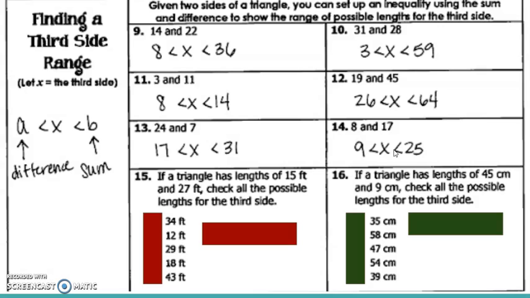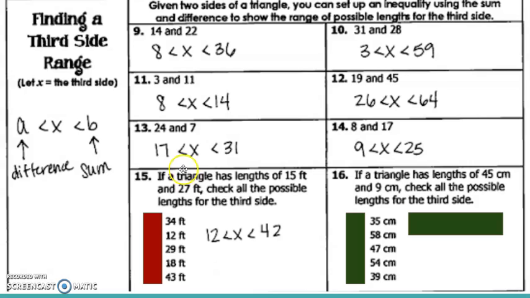For 15 and 16, they are again giving us two sides, and we're finding the range, but we're actually going to check which sides are a possibility using that range. So if we look at number 15 first, it says if a triangle has lengths of 15 feet and 27 feet, check all the possible lengths for the third side. First step is setting up that inequality. The difference between 27 and 15 is 12, and the sum is 42. So my inequality is 12 is less than x, which is less than 42.